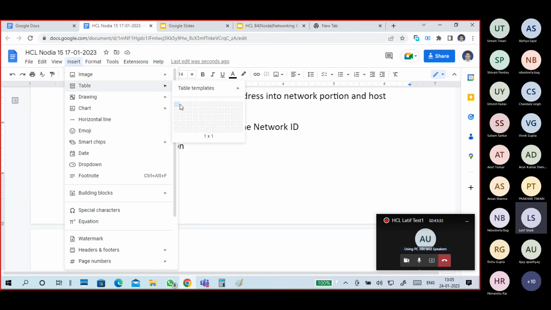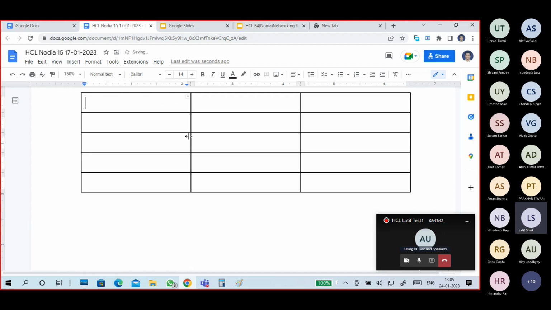The table. I need 3, 1, 2, 3, 4, 5. This is good. And also we have to adjust these lines.